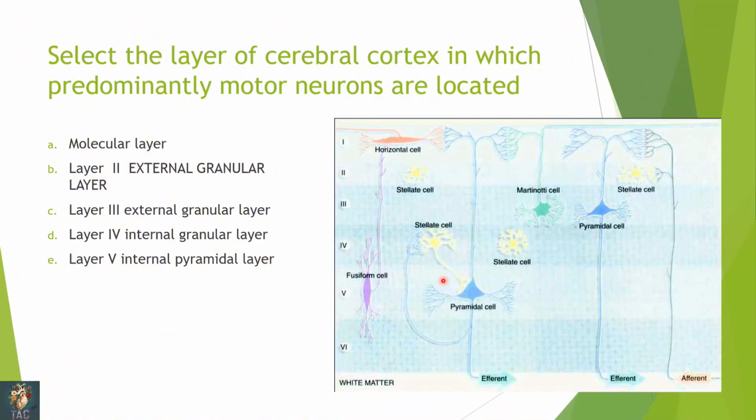So here are the different cells, and in this diagram you can see these are the large pyramidal cells, which are the motor neurons present in the cerebral cortex, and these are present in layer 5. So the correct option is E.